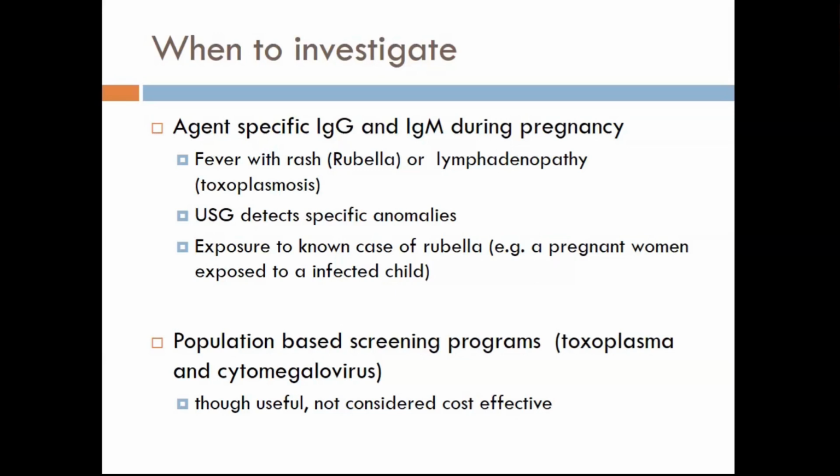For example, a pregnant woman is exposed to an infected child. You get her sample and see whether she already has IgG. If she has IgG, tell her that she is probably protected. Or if she develops IgM and did not have IgG before, then she might have been exposed. Then you start investigating the baby, whether the child can get affected. Population-based screening programs can be done, but are not considered cost-effective.